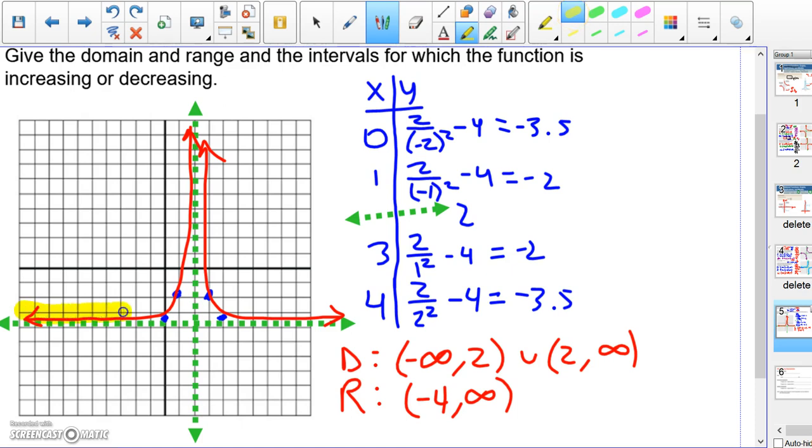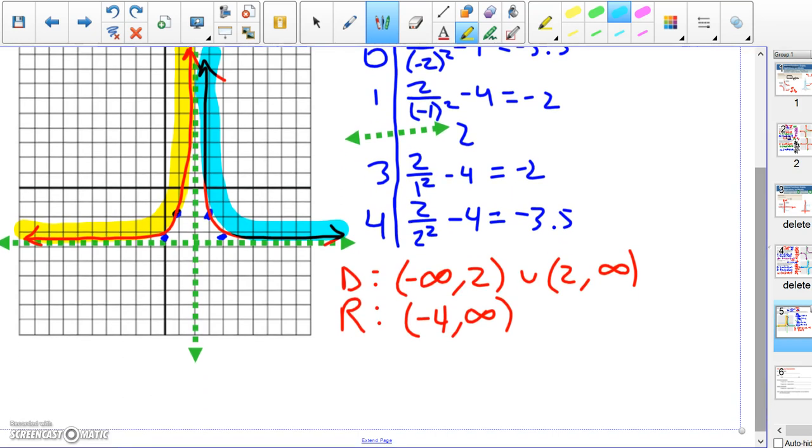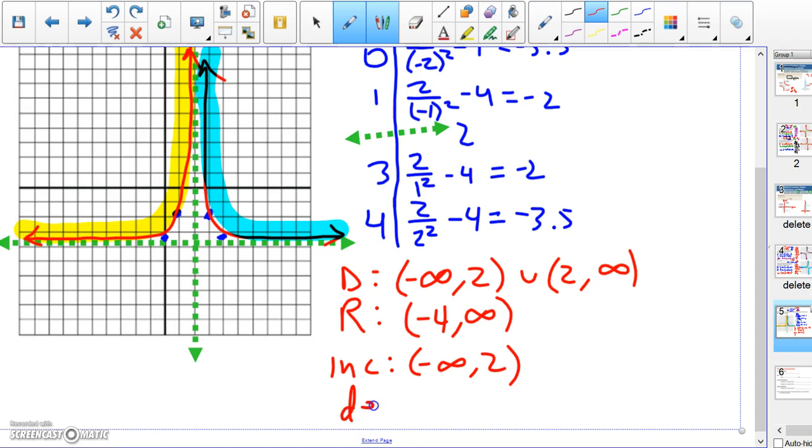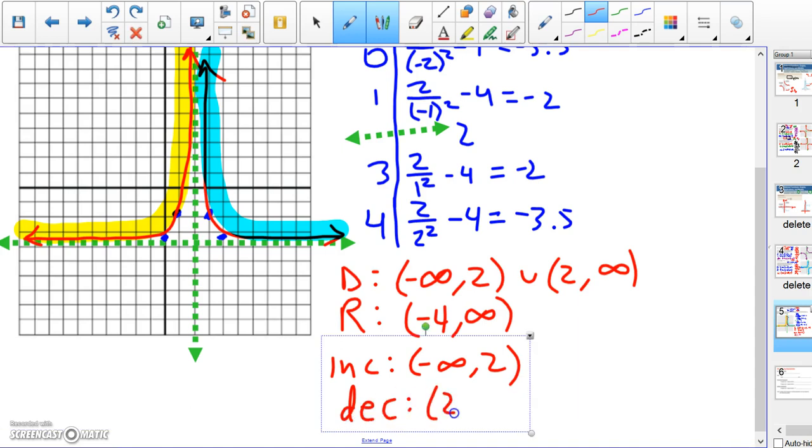If you read this from left to right, this part is increasing and this part is decreasing. So you've got both increasing and decreasing on this side. The yellow part, the yellow highlighted, is increasing. So from negative infinity to 2 is increasing, but the blue highlighted is decreasing from 2 to positive infinity.